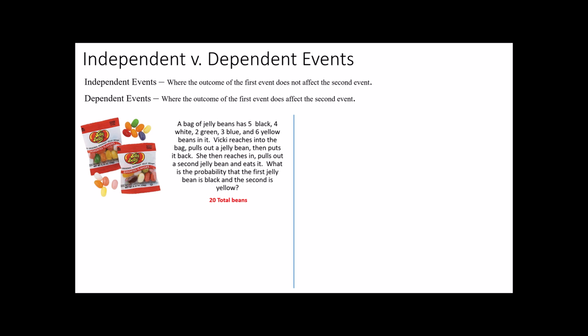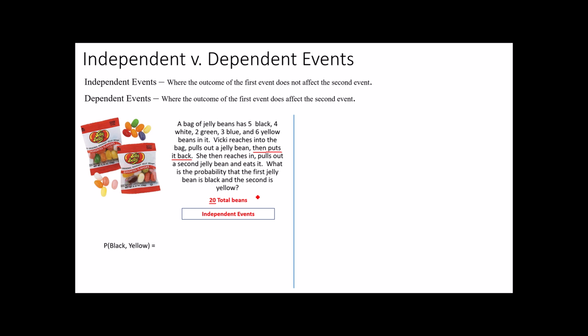Once we know there are 20 beans, we have to ask ourselves, does the first bean that I draw affect what's available for my second draw? And there's a phrase in here that's going to help us with that. It says, Vicky reaches into the bag, pulls out a jelly bean, but she puts it back. As soon as we're told that she puts it back, we know that the 20 total beans that were there at the beginning are still there for the second draw. That's going to make this independent events.